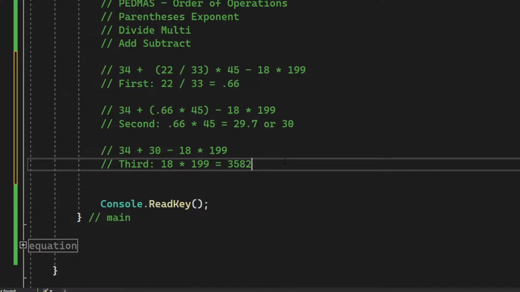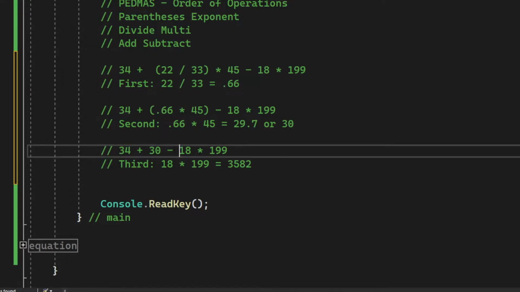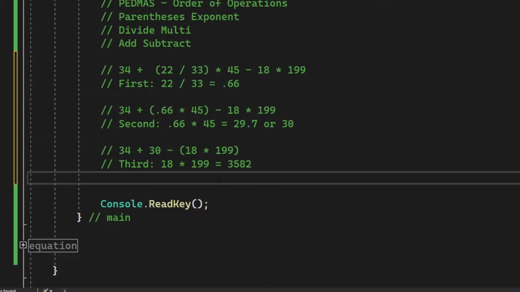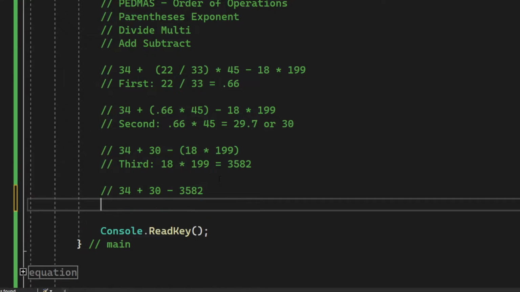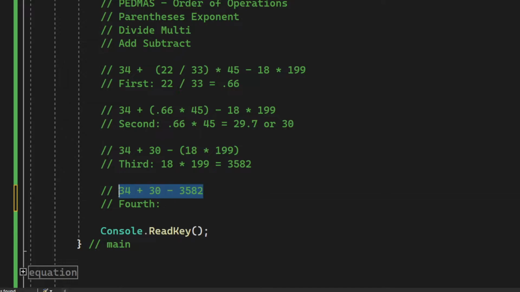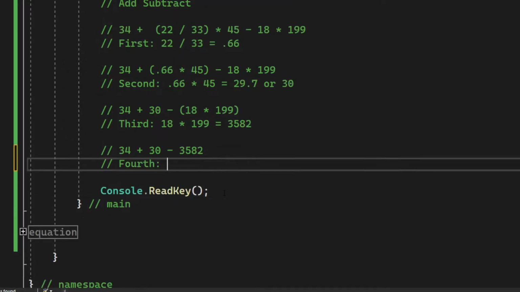3582. All right. So now we have our 3582, and we performed it on this math right here. So if we come down to our 34 plus 30 minus 1 minus 3582. All right, so our fourth operation. And by now you might be looking at this and thinking, oh wow, this is already pretty easy. It's broken down quite a bit. I'll show you why we stick with the two number math operations for now.